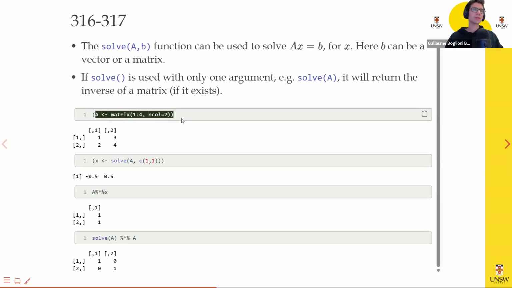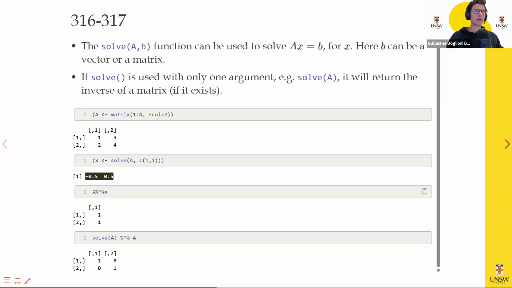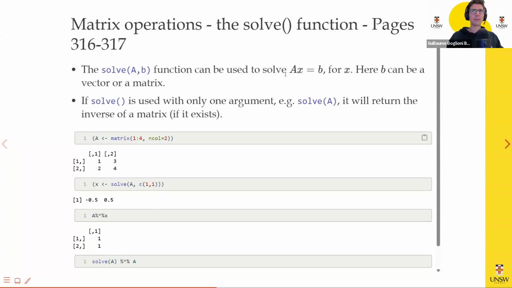Here I've declared my matrix 1, 2, 3, 4, and then I'm solving A and c(1, 1), which would be the vector of only two values, 1 and 1. So here I'm trying to solve A times something to get to 1, 1. The solution is minus 0.5, 0.5. We can check that it worked, because if I take the matrix product of A times my solution, which I called X, I get what I expect, which is 1, 1. So indeed, I have solved this equation, solving for X.